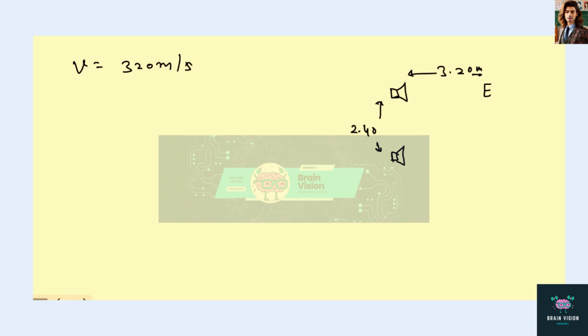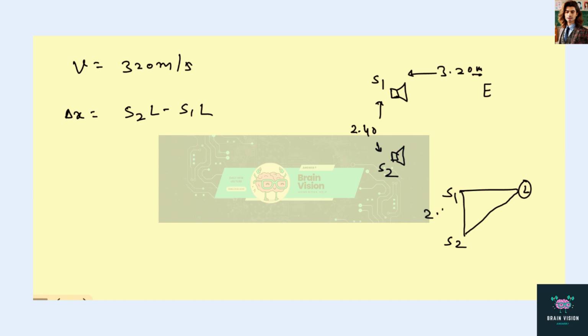First of all, let's suppose this is source 1, this is source 2. So we can draw a diagram. This is S1, S2, and that is L. So this will be a right angle triangle. And the path difference will be this distance S2L minus this distance S1L.